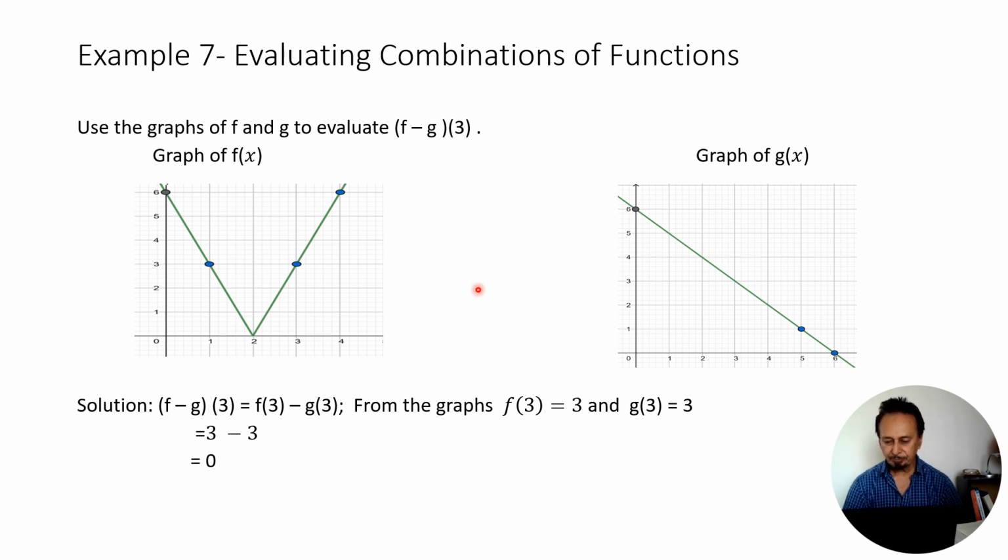Example 7. Again, we are given the graphs of functions f of x and g of x, and we have to find f minus g defined over 3. So f minus g defined over 3 is simply f of 3 minus g of 3. From the graph, here is 3, and this gives you 3 also. So f of 3 is 3. G of 3: here is 3, and this gives you 3 also. So 3 minus 3 is 0.